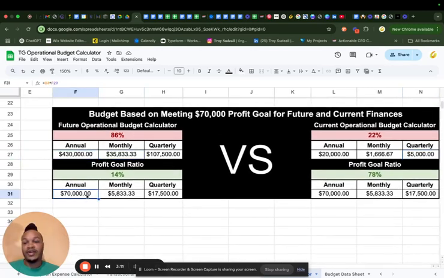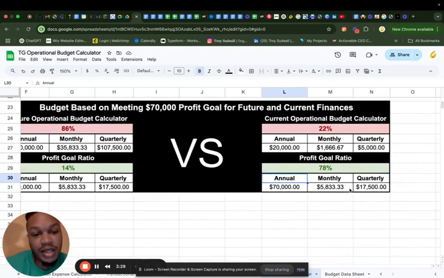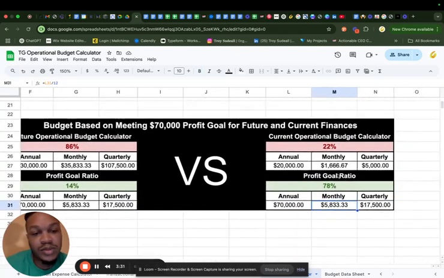This is my profit goal. This is how much I need to profit each month, $5,833. And quarterly, I need to profit $17,500. In order to get this, in current time, I will need to reduce my budget down to $1,666 monthly or $5,000 quarterly. Problem solved, right? Wrong. Can I operate at $1,666?